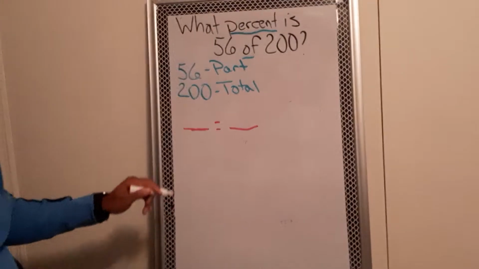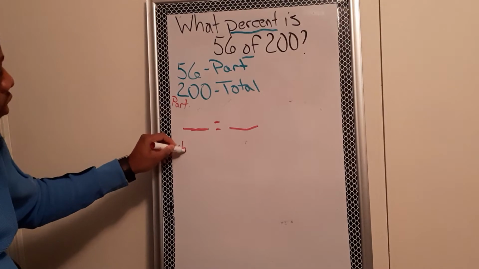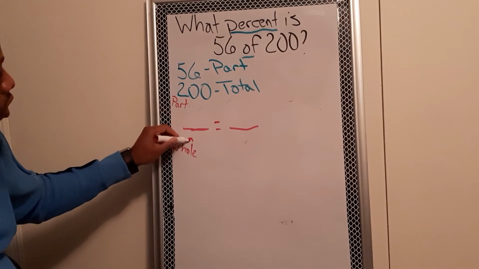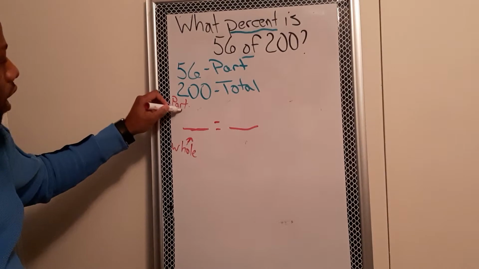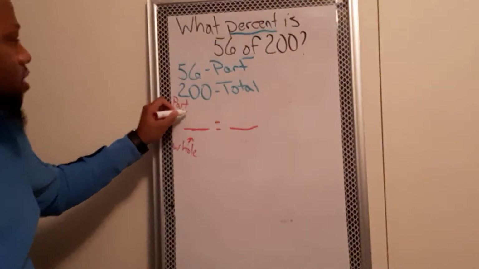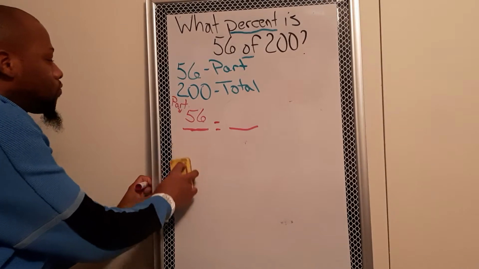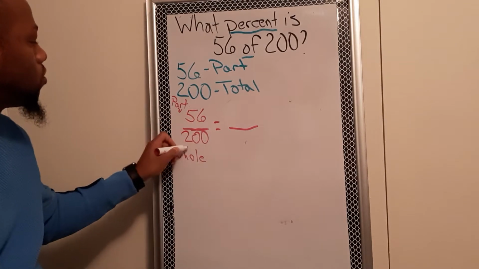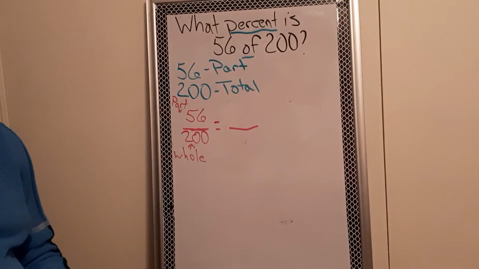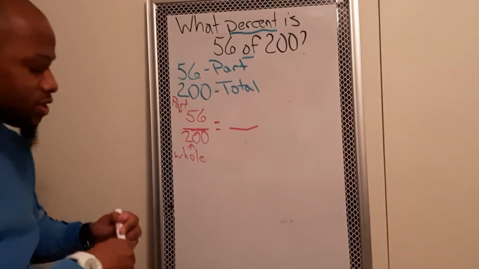So 56 we've already determined is part of 200. We know that our numerator is the part and our denominator is the whole. To have one whole, we need 200. To have part of that, we would need 56. So 56 will go in the part, which is our numerator, and I'm going to erase this to bring it down. 200 is the whole. What we need to know is the percent that represents 56 of 200. So here is where our percent would go.